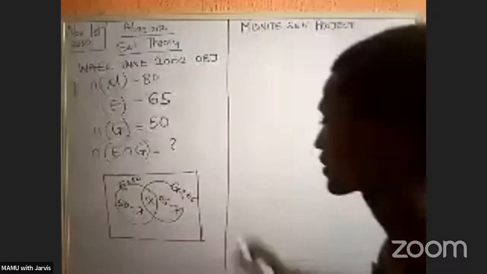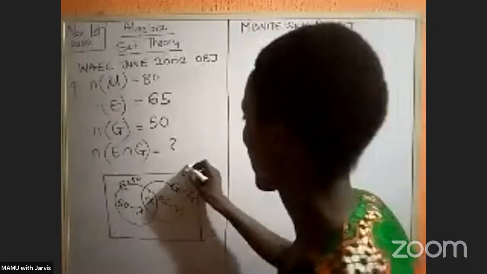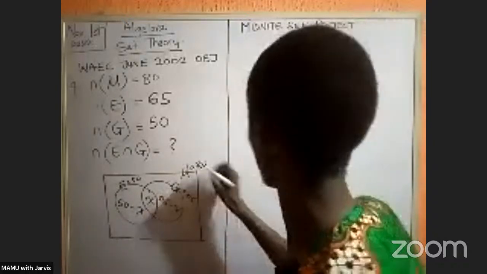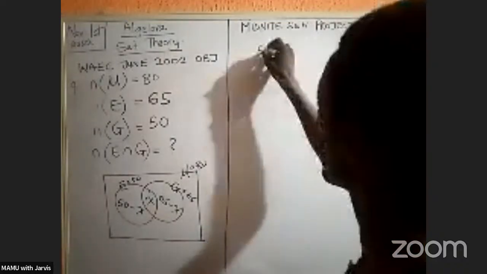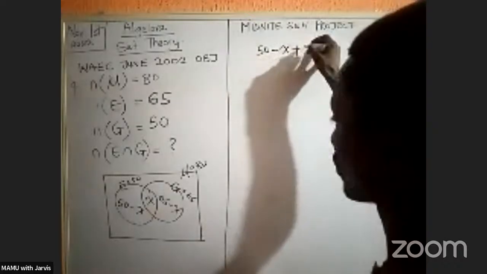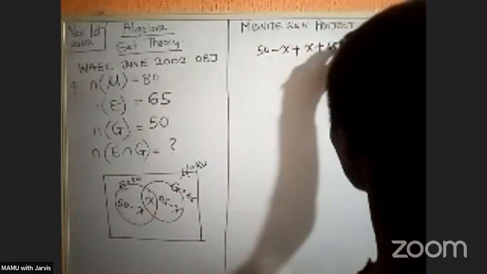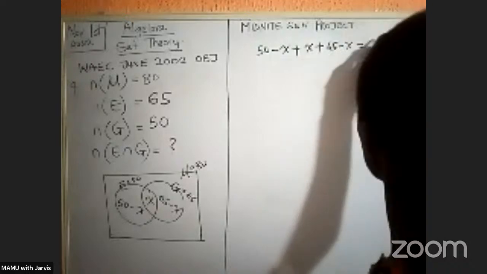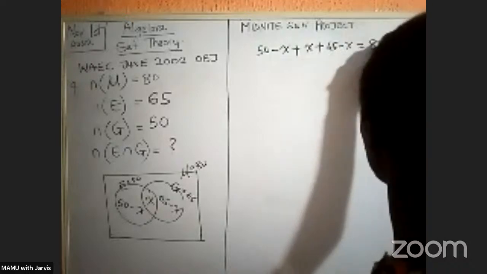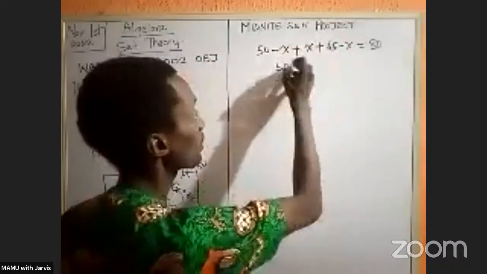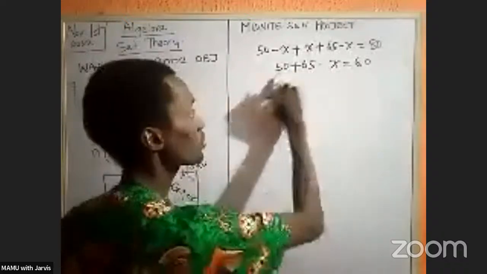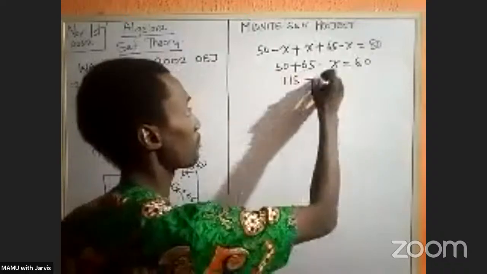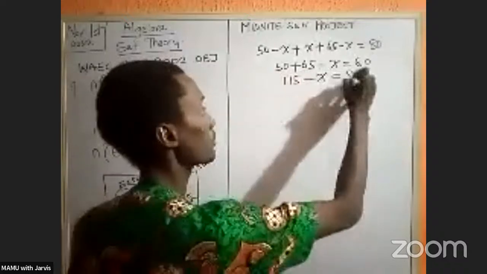So with this, the universal set here will be what? 80. As such, we're going to have that 50 minus x plus 65 minus x will be equal to what? 80. This is positive, so these two will go, and I'll be left with 50 plus 65 minus x equal to 80. When I add these two, I'm going to get 115 minus x equal to 80.